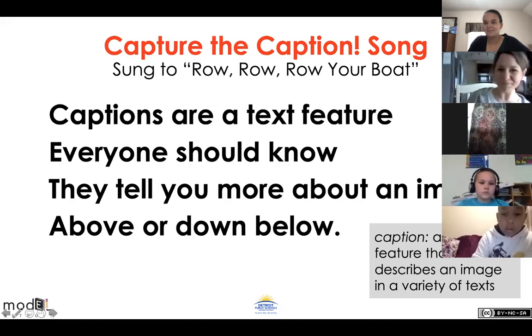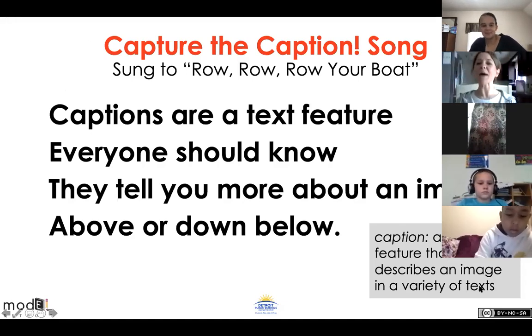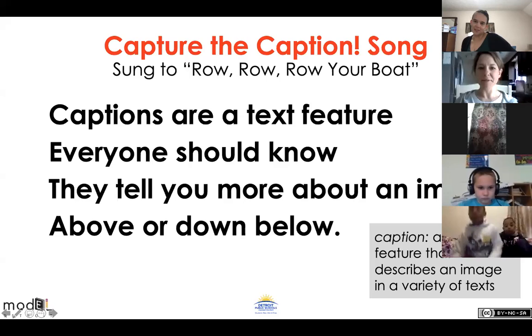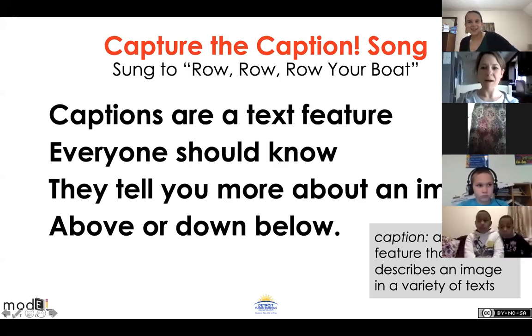Okay, ready? It's called the Capture the Caption Song, and it's sung to Row, Row, Row Your Boat. Row, row, row your boat gently down the stream. You know that song, friends? It's to the tune of that. I don't know if they know it, Miss Tishalay. All right, here we go.